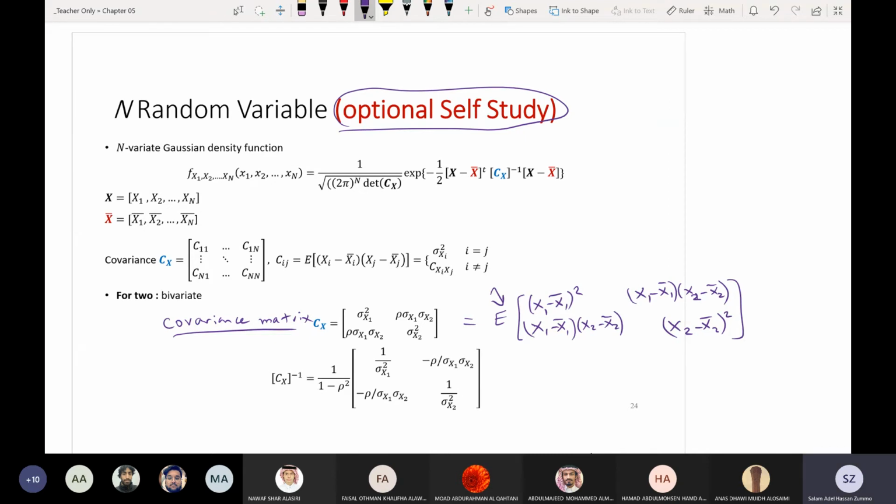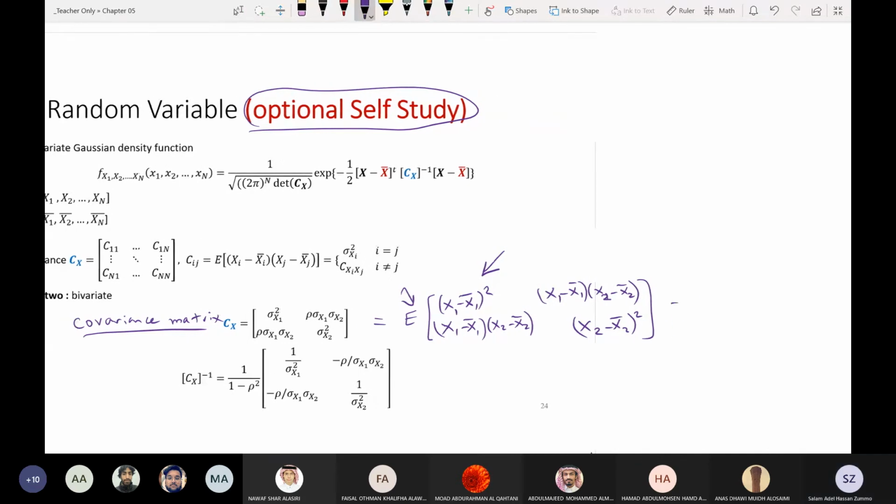Now let's take the first one. We know the expected value is a linear operation, which means it enters inside the matrix. What is the first one here? What is the expected value of x1 minus x1 bar squared? What do we call this? The variance of x1. Exactly, the variance of x1, sigma x1 squared. What about this part, the expected value of x2 minus x2 bar squared? The variance of x2. Excellent.